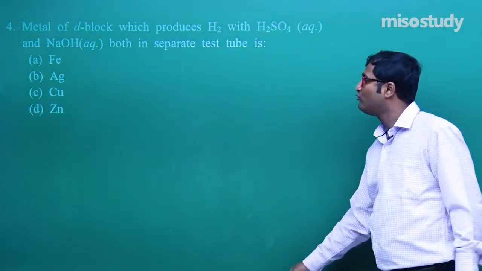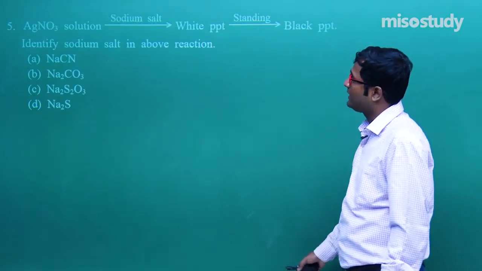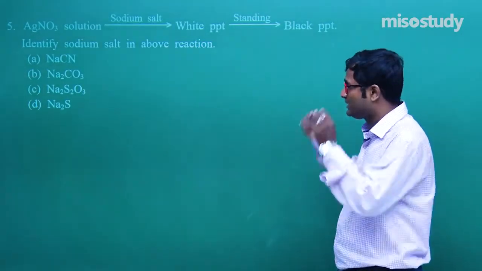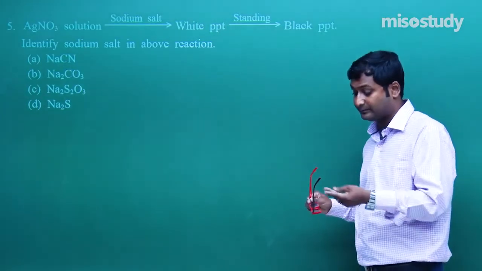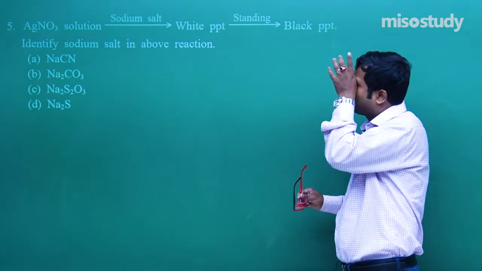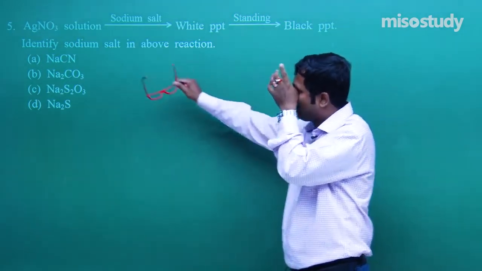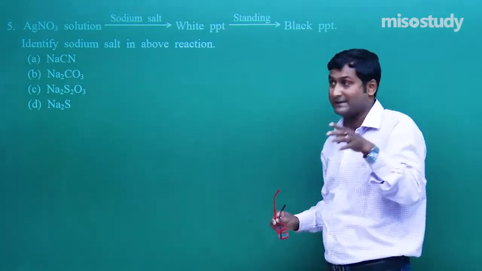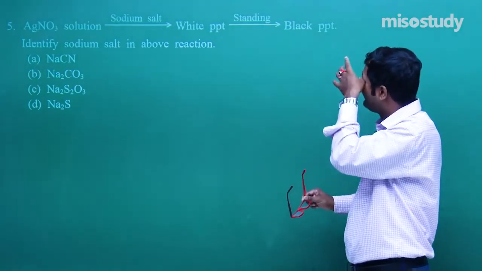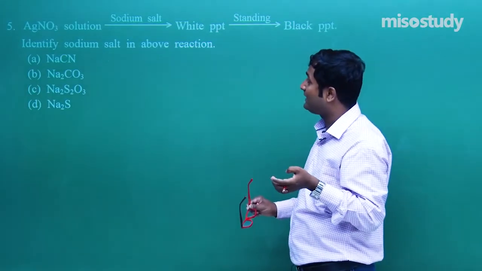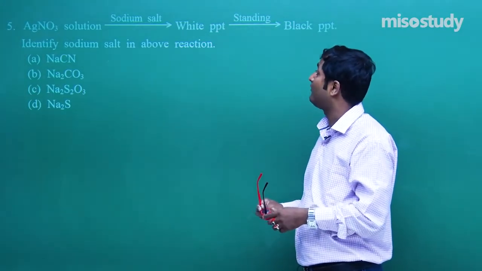Now let's move to question number 5. I am leaving this question for you. What is the question here? Tell me, friend. AgNO3 solution when treated with a sodium salt. These all are sodium salts. This is also a question belonging to salt analysis. White precipitate, on standing, gives black precipitate. Now identify the sodium salt in the above reaction.